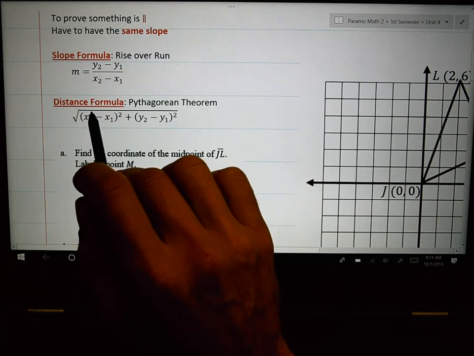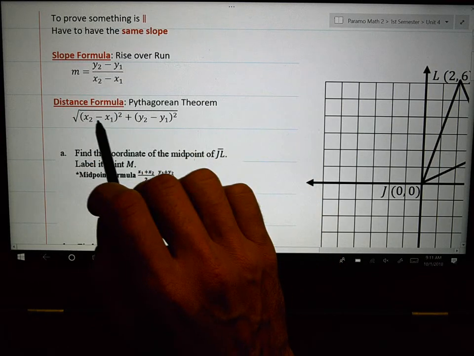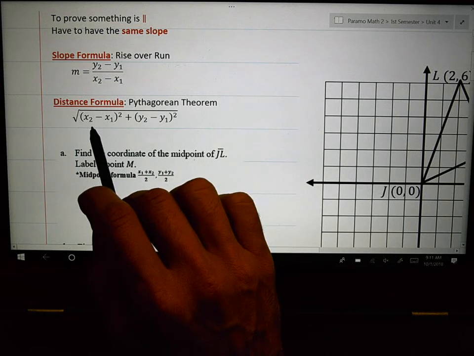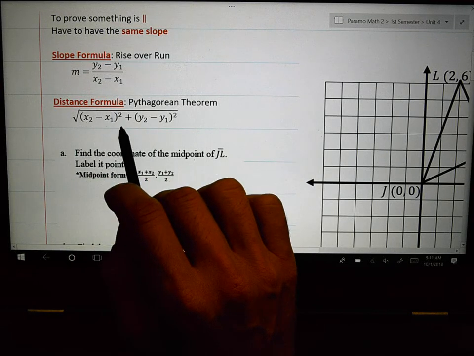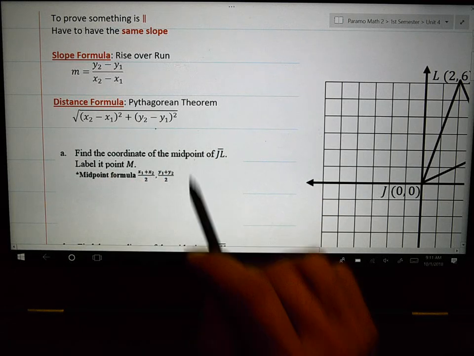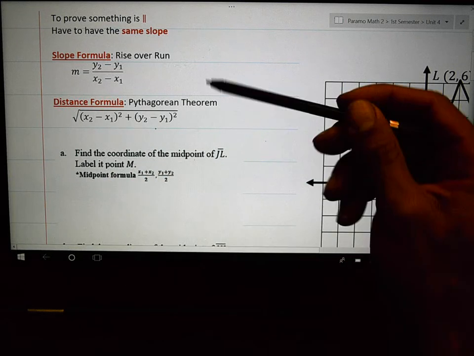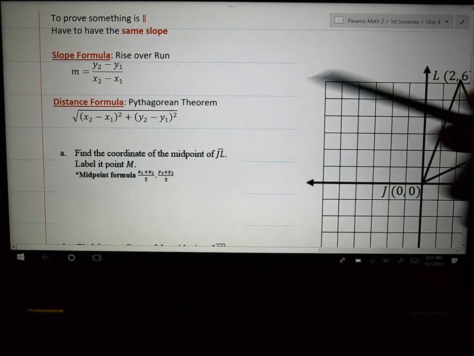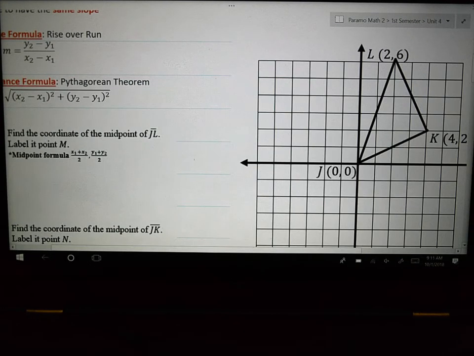Lastly, the other thing that you might need to know is the distance formula. The distance formula is the difference of your x's squared plus the difference of your y's squared, and you take the square root of that. This is the exact same thing as the Pythagorean Theorem. I will show you what it looks like when we come to the picture.